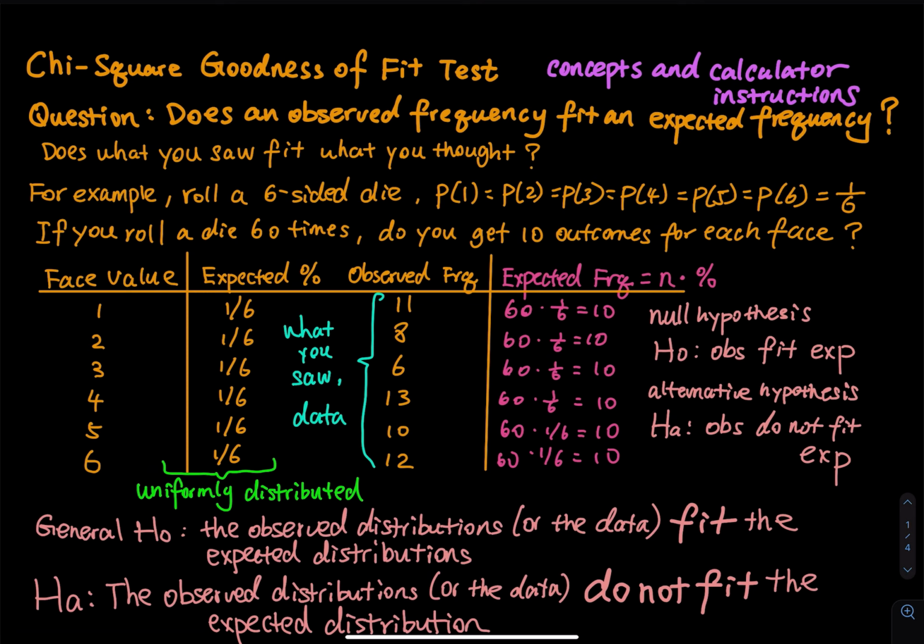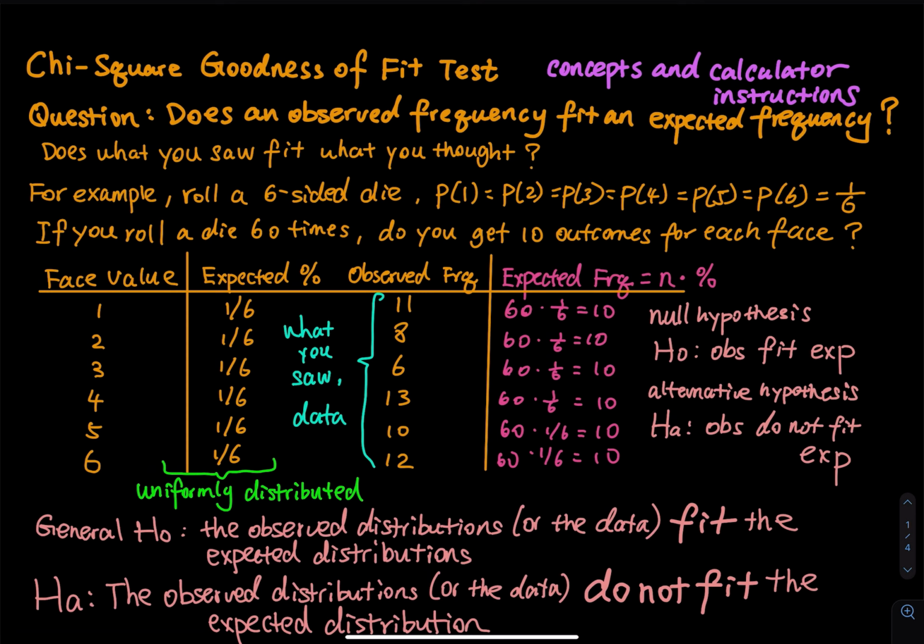And then for a chi-square goodness of fit, since this is a hypothesis test, there is a null hypothesis and there is an alternative hypothesis. For the null hypothesis, we always say that the observation fits the expectation. What you see fits what you expect. And then the alternative hypothesis is the opposite. So you say what you see, the observations, they do not fit the expectation. So this is the easiest way. Every time I do a goodness of fit test, this is what's in my mind. H0 is fit, HA is not fit.